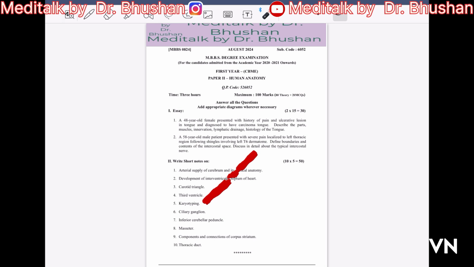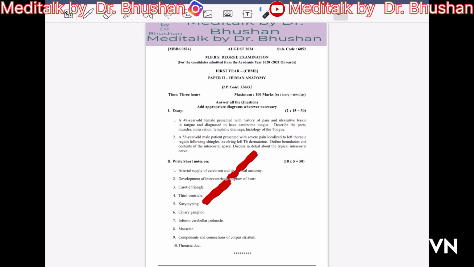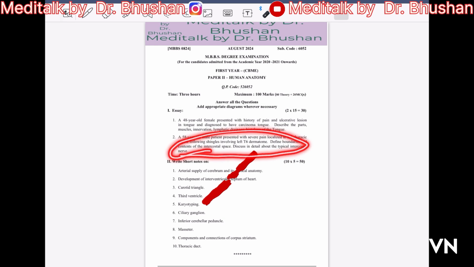Second is a 58-year-old male patient presented with severe pain localized to left thoracic region following shingles involving the left T6 dermatome. Define the boundaries and content of intercostal space. Discuss in detail about the typical intercostal nerve.